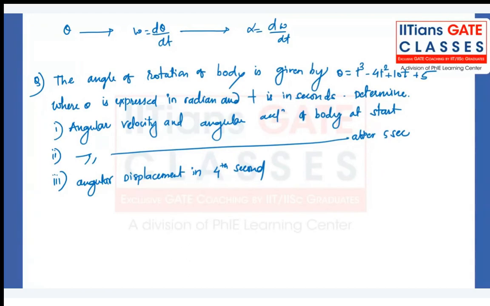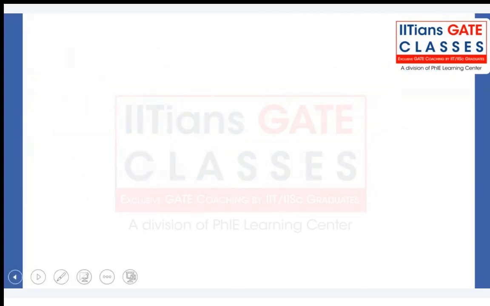Okay, so yeah, some of you already solved. Yes, omega naught is 10, alpha is -8. Yeah, after 5 seconds. Initially, it is very simple. Let me go to the next slide, and to solve it, theta is equal to t cube minus 4t square plus 10t plus 5. So omega will be equal to d theta by dt.